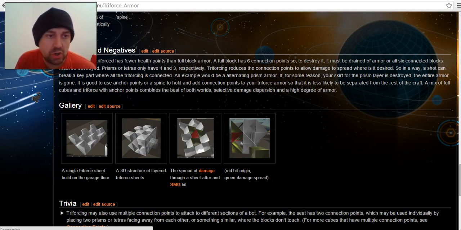So in a way, a shot can break a key part where all the triforcing is connected. An example would be alternating prism armor. If, for some reason, your skirt of the prism layer is destroyed, the entire armor is gone. Yes, it does have the possibility, if you don't do triforcing right, that you can lose entire chunks.